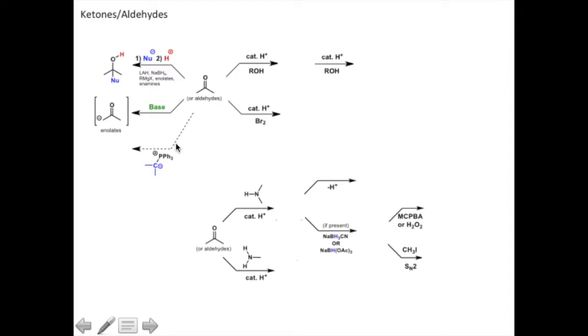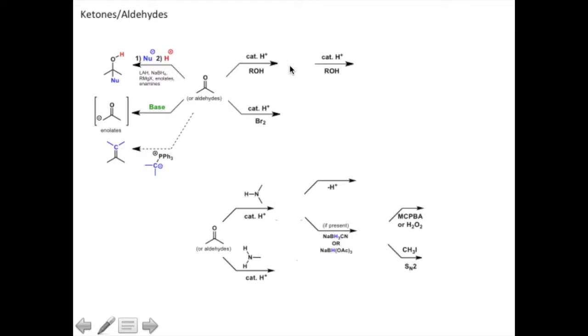Another example of a nucleophile is this carbanion, which is linked to a positively charged phosphorus. These are called ylids. If you recall, ylids react with ketones and aldehydes in what is known as a Wittig reaction, and this allows you to make alkenes.